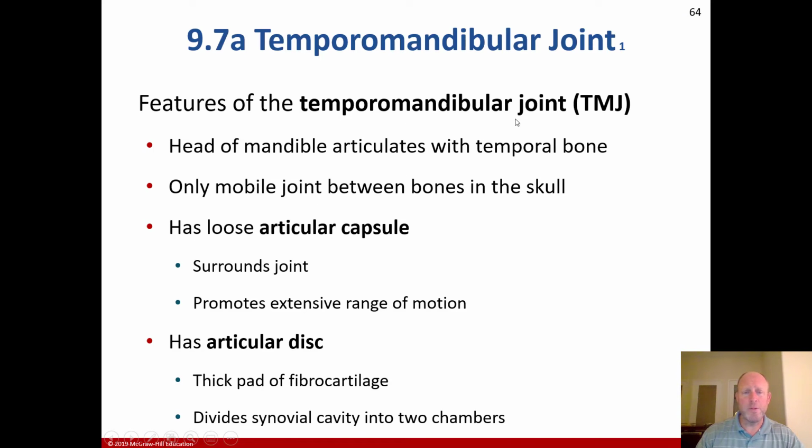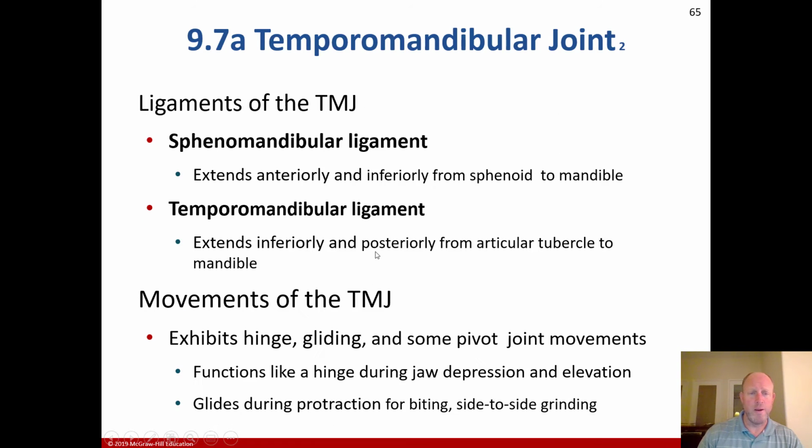The temporomandibular joint, we're basically talking about the head of the mandible and how it articulates with the temporal bone. It's the most mobile joint, or the only mobile joint, we should say, between the bones of the skull. Technically, it's got a loose articular capsule. It has an articular disc that divides the synovial cavity into 2 chambers, and it provides a fair amount of range of motion there.